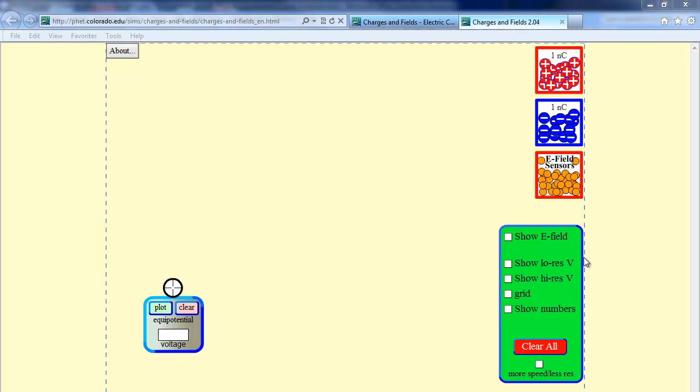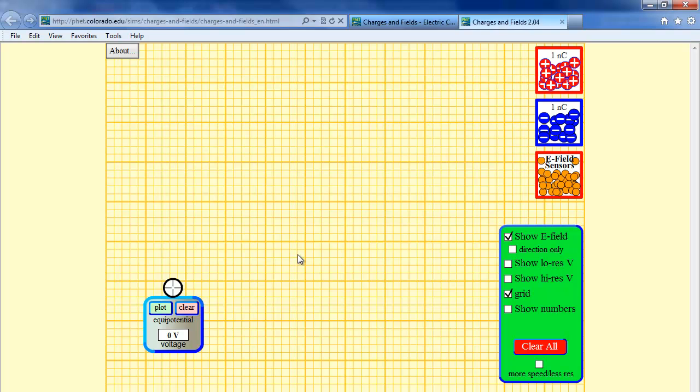Again, follow the instructions. Click on Show E field, basically the electric field, and show the grid so we can see everything, and show numbers. That basically tells you the size here, the voltage here, and also we have all the positive charges, negative charges, and the sensors, the E field sensors, here.